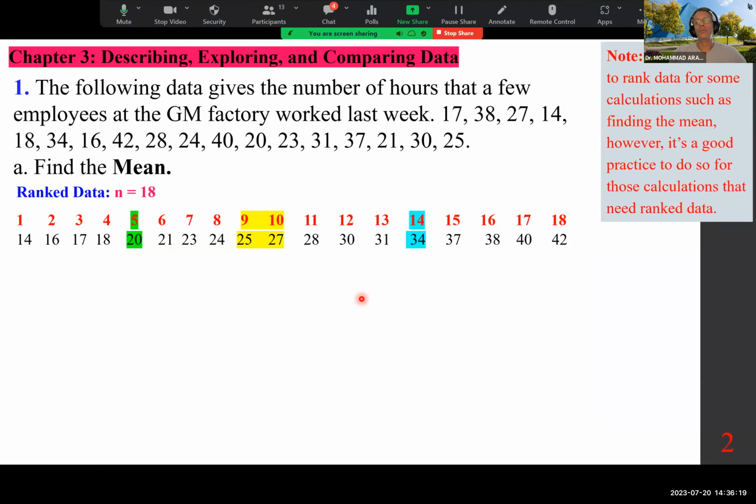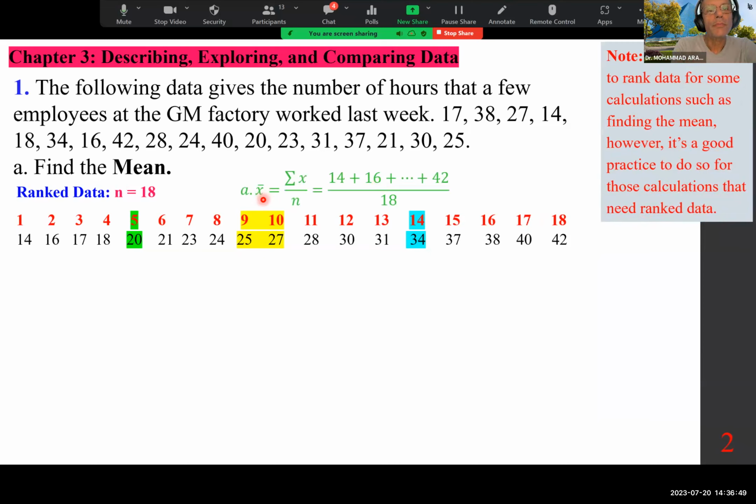However, it's important to know, we don't need to rank data for some calculations such as finding the mean. However, it's a good practice to do so for those calculations that need ranked data, for example, when we look at the median, range, and so on and so forth. Because of that, if they are asking you for the mean and the mean only, you don't have to do that. So I like to start with formulas.